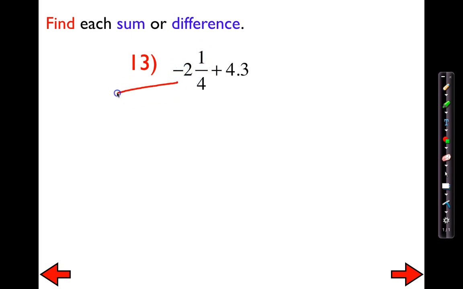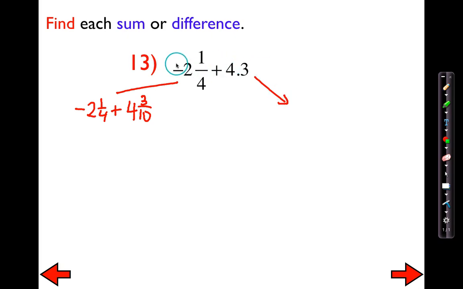So here, I'm going to first write both as fractions. So it's -2 and 1/4 plus 4 and 3/10. So this is one method. Now another method would be to write both of these as decimals.